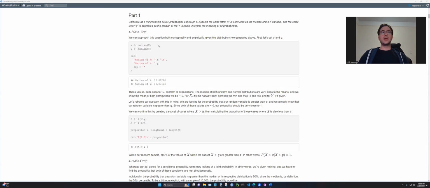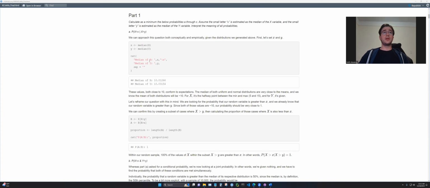letter A. So yeah, we're required to estimate a number of conditional and joint probabilities. The first one asks us to estimate the probability that the random variable x is greater than lowercase x, its median, given that this random variable is also greater than y, the median of the y sample.